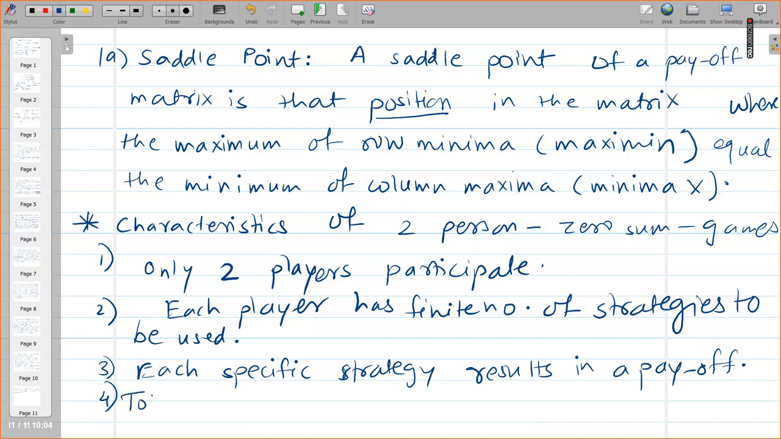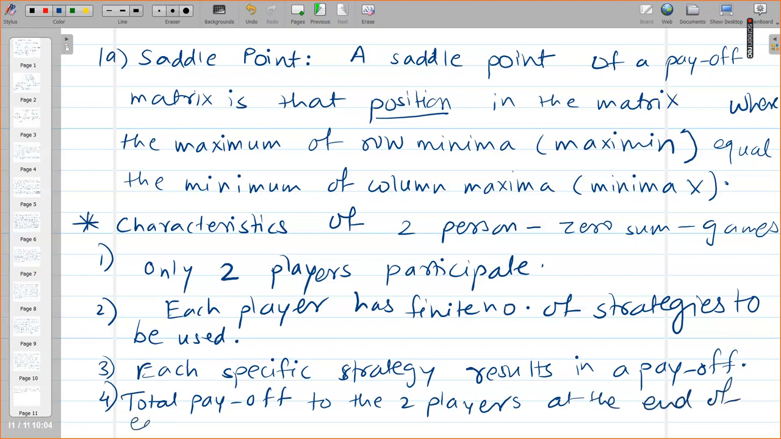And the total payoff to the 2 players at the end of each play is 0. That means if player A is gaining 2 points, the other player is going to lose 2 points. So the total becomes 0, 2 minus 2. Understood?